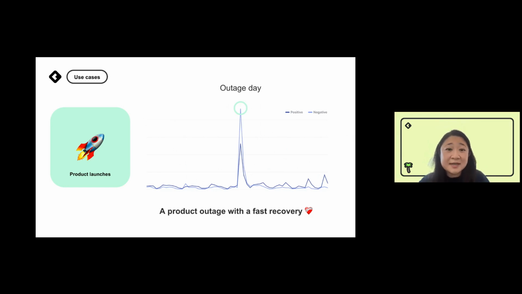And so the next time you have a product launch, and hopefully not too often a product outage, and you're not quite sure how your users are feeling, feel free to use Common Room sentiment over time charts to measure how your users are feeling about the launch or the outage in real time.